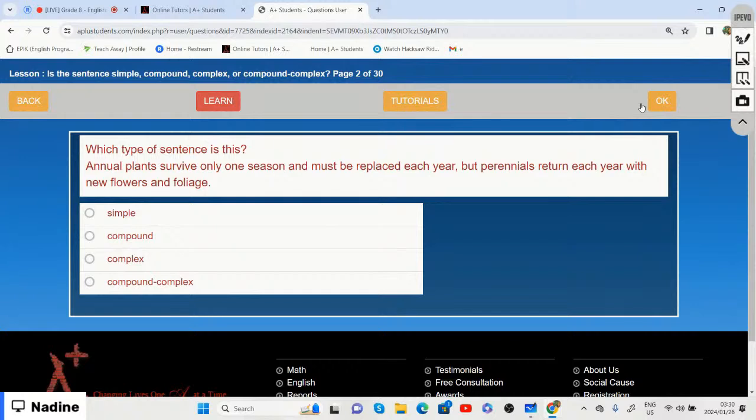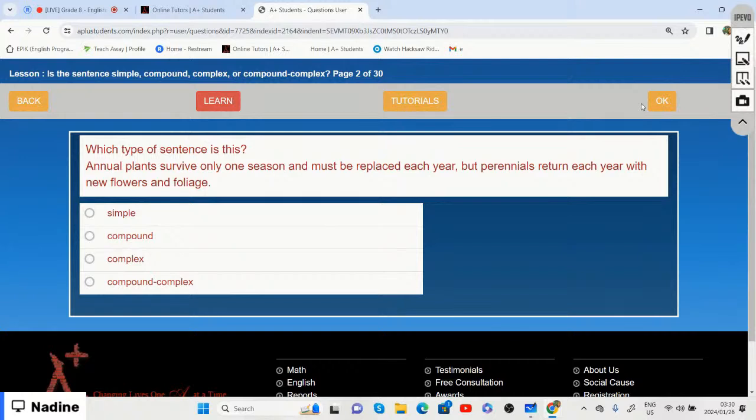So we need to say what type of sentence this is. Is it a simple sentence? Is this a compound sentence? Is this a complex sentence or compound complex sentence? So annual plants, they survive only one season and must be replaced each year. But perennials return each year with new foliage and flowers.